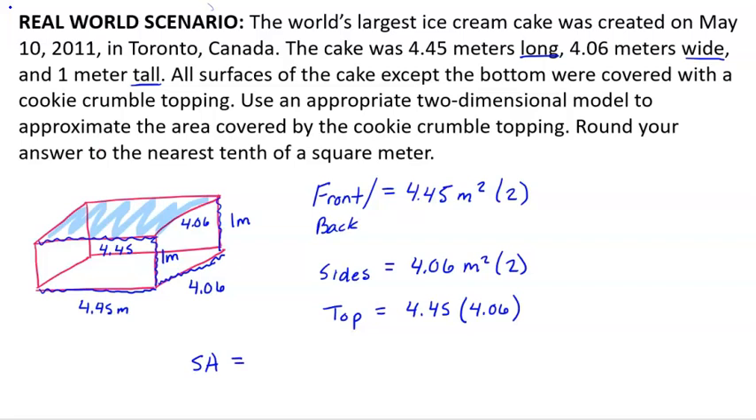And so for the surface area, so I'm going to put SA here, for the surface area of this cake, we've got 4.45, and we were multiplying that by 2. That was the front of the cake and the back of the cake, plus we've got 4.06 times that 1, and that was the sides, and so there's 2 of those sides, plus the top, which was 4.45 times 4.06, and we're only doing the top, so we're not going to multiply that by 2, and then we're going to go ahead and just get all of that into our calculator.